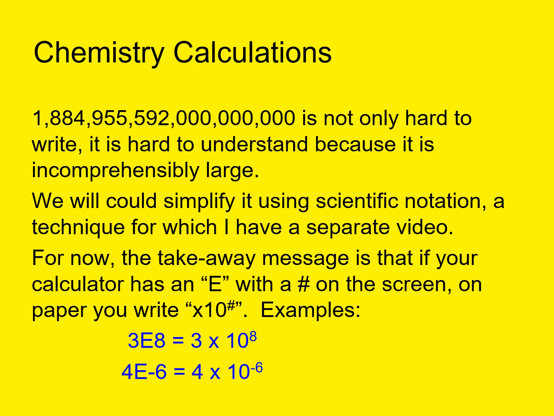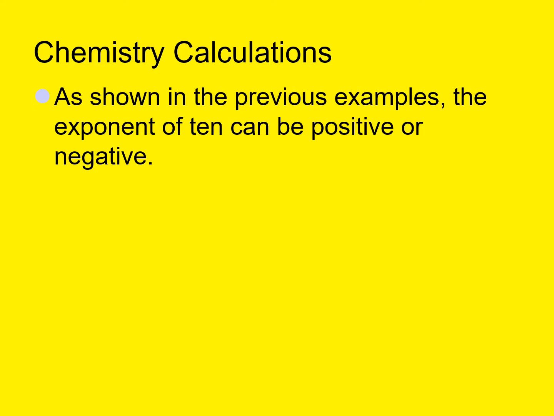If your calculator screen has an E on it, you don't write that on the paper. You write down times 10 to that exponent number. So 3E8 means 3 times 10 to the 8th power. 4E minus 6 means you write down 4 times 10 to the minus 6th power. Now, as I just showed in those examples, the exponent of 10 could be positive or negative.